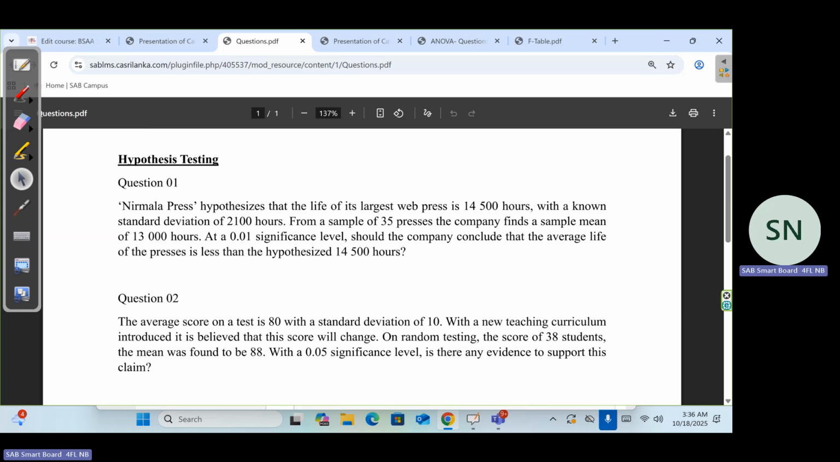Then try question number 1 in the worksheet. Question number 1.